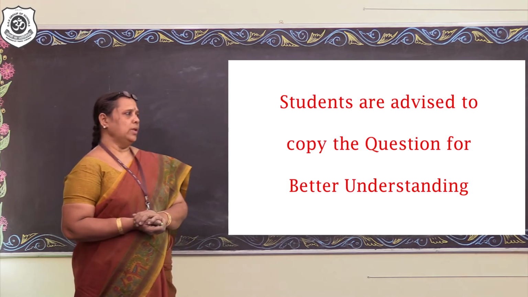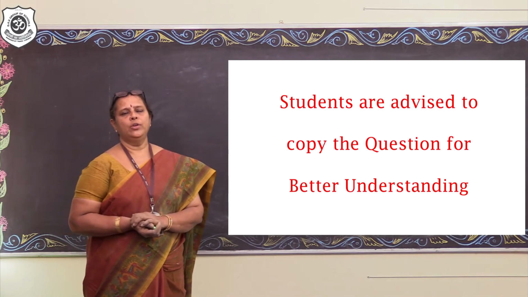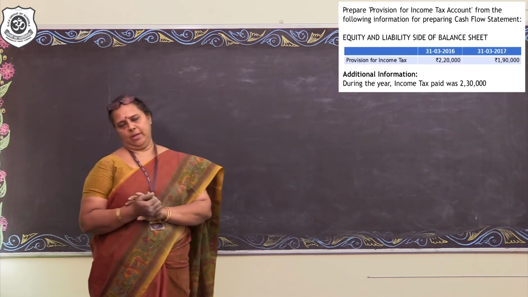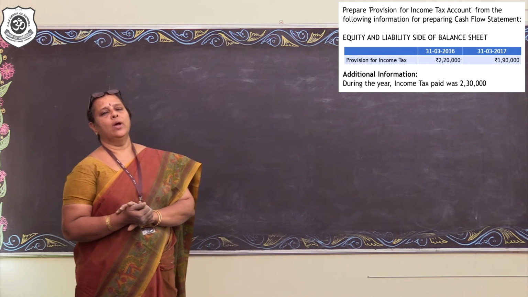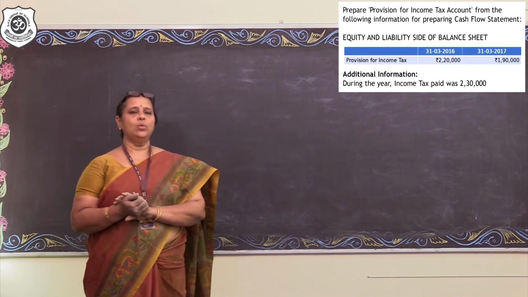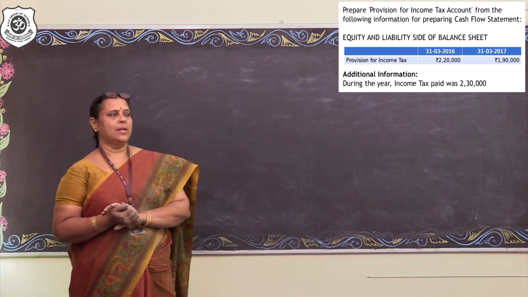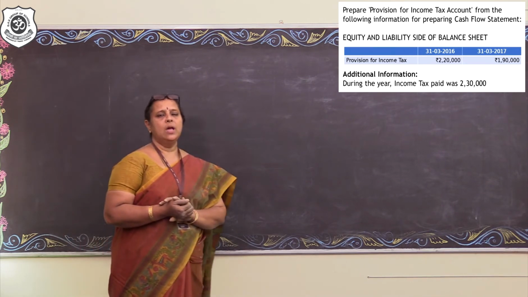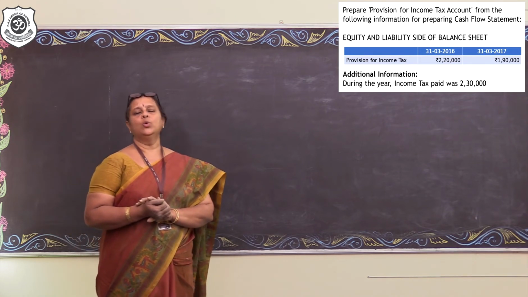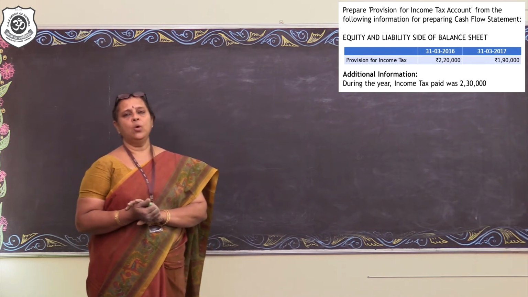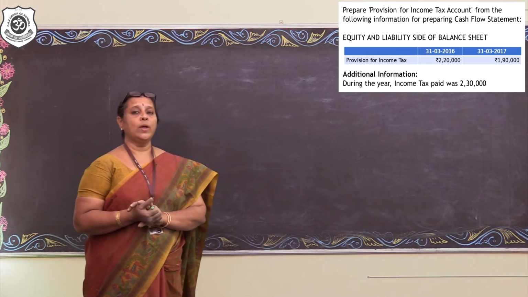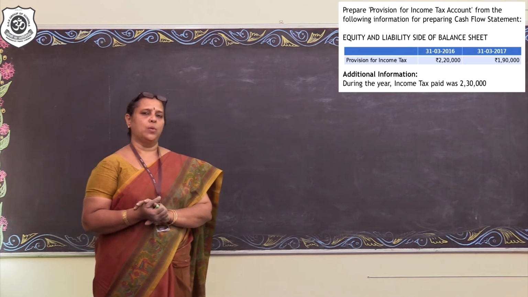Namaste. So, in the given question now, we are going to calculate the amount of tax provided during the year. If you look at the question, you have provision for taxation, opening balance to be 2,20,000 rupees and closing balance to be 1,90,000 rupees. You are also given information that tax paid during the year to be 2,30,000. We shall now open provision for tax account to know how much of tax is provided during the year. That is step number 1.